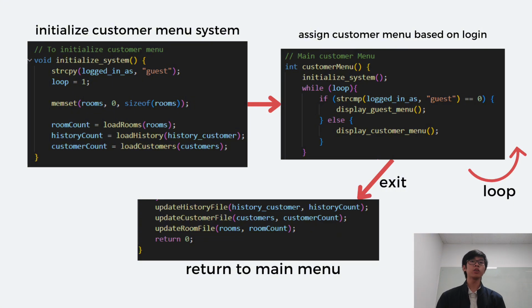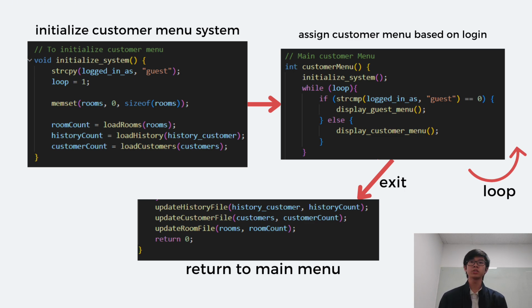The user initially logs in as guest, and the loop is initiated, and all data from the files is loaded. Next, we move to the main customer menu. This menu operates in a loop. If the user logs in as a guest, then the guest menu will be displayed. If the user logs in with their customer ID, then the customer menu is displayed.